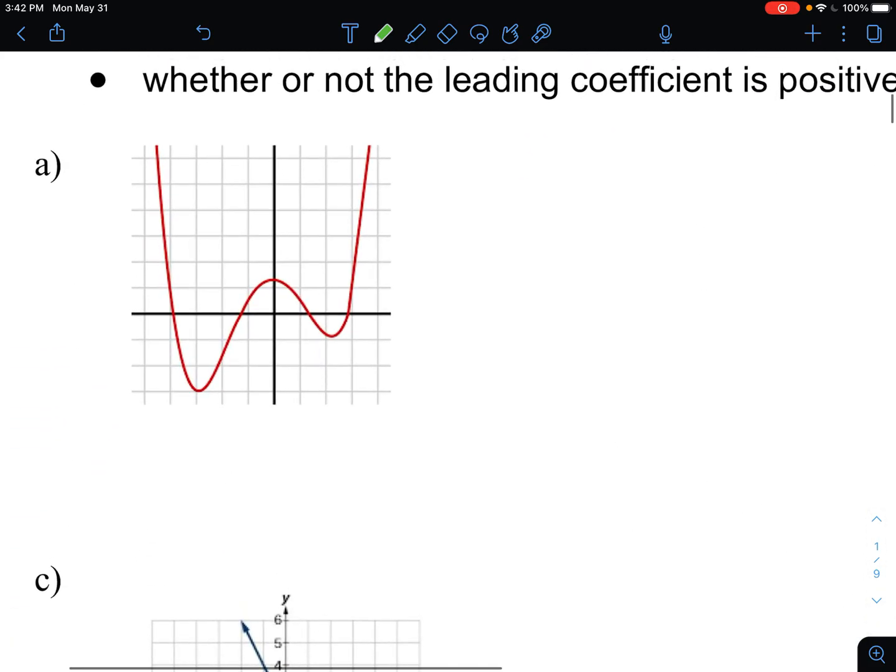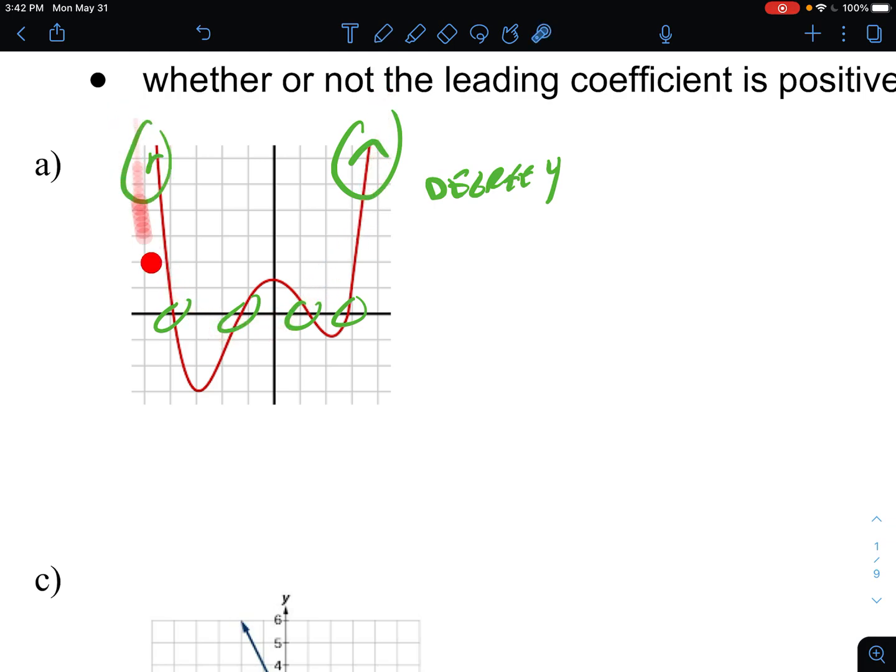So here, for example, we see 1, 2, 3, 4 x-intercepts. So the degree would be at least 4. Might as well just guess 4. So this is probably degree 4. And we notice that it's doing what x to the fourth would do. If it's doing what x to the fourth would do, that means it's starting with a positive number. So we can also file away that the leading coefficient is positive.